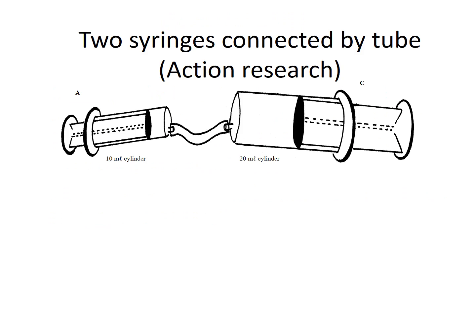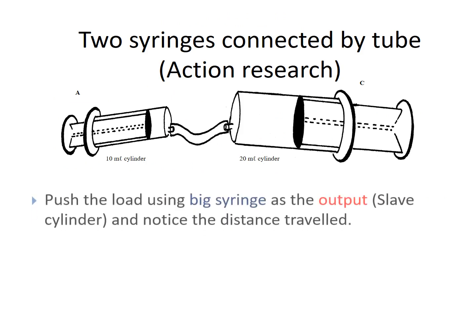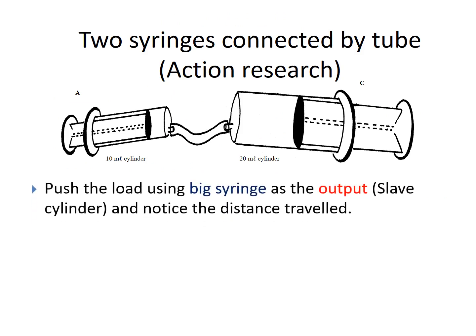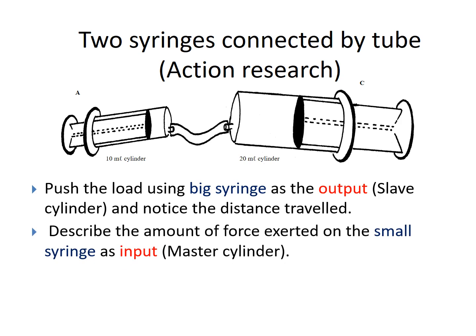Now, let's take the very same syringes once again, but this time we are going to use a bigger syringe as an output, which is a slave cylinder, and a small cylinder is going to be used as an input cylinder, which is a master cylinder. And let's check what happens. Remember, we do the very same experiment, but now we've just changed the master and the slave. In this regard, the small cylinder becomes a master.